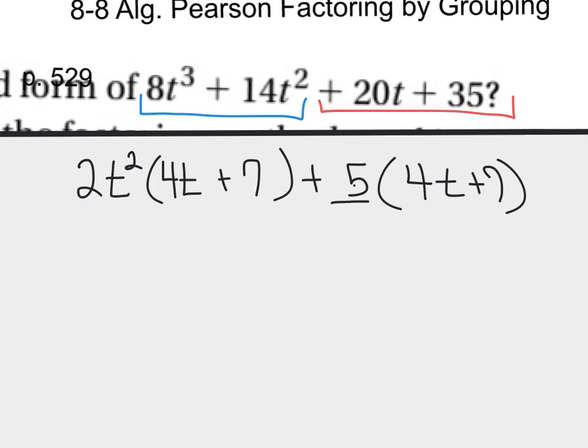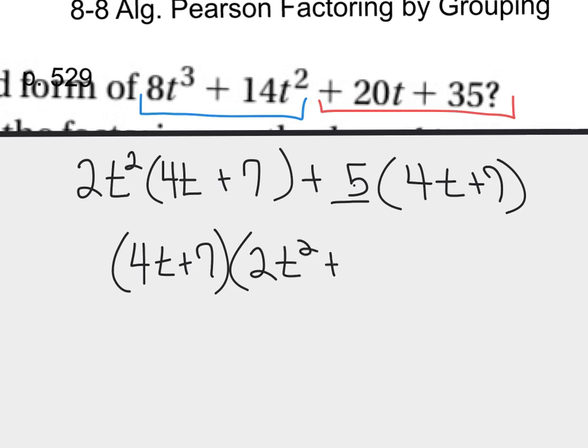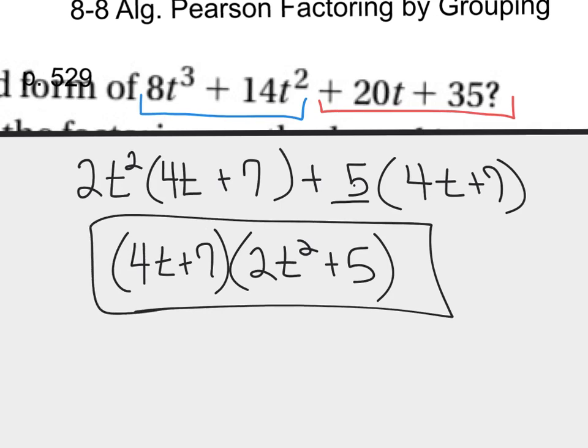Once we've got to that point, we can say both of these have a 4t plus 7 factor in common. And if we factor that out, we'll be left with 2t squared for the first one and a 5 for the second one. And this will be our answer.